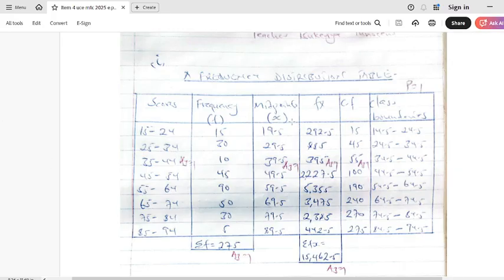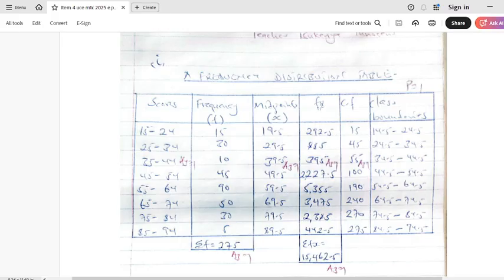Then the midpoints, which we call X, we know midpoints. We get the lower class limit plus upper class limit divided by 2. So here we have 15 plus 24 divided by 2, which gives us 19.5. Likewise for the next class, 25 to 34, we add lower class limit plus upper divided by 2. So we have 25 plus 34 divided by 2, giving us 29.5.